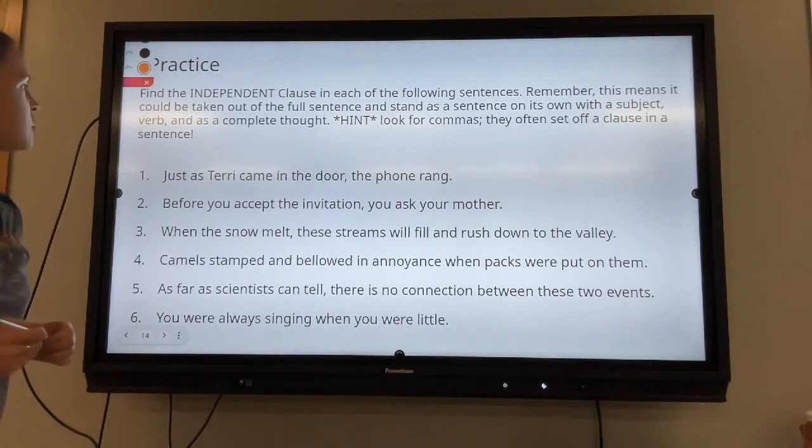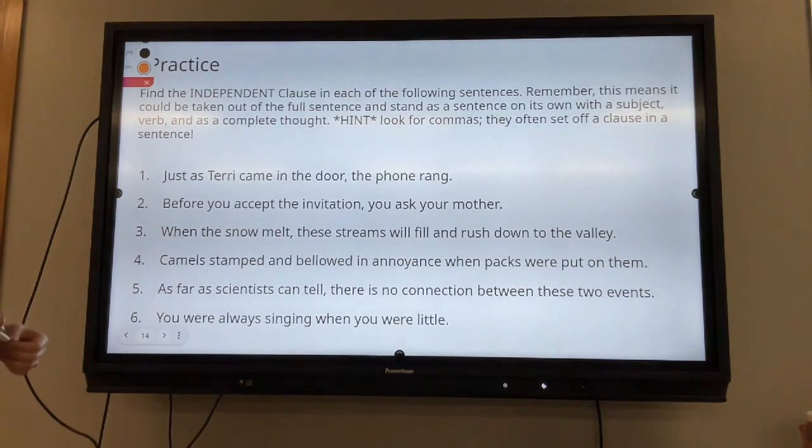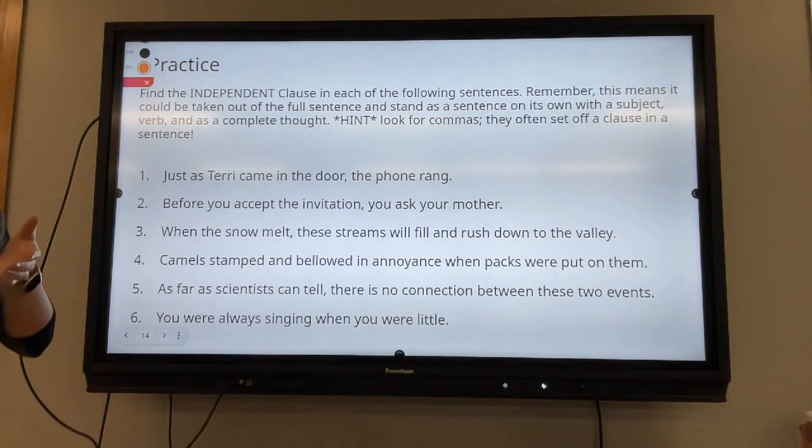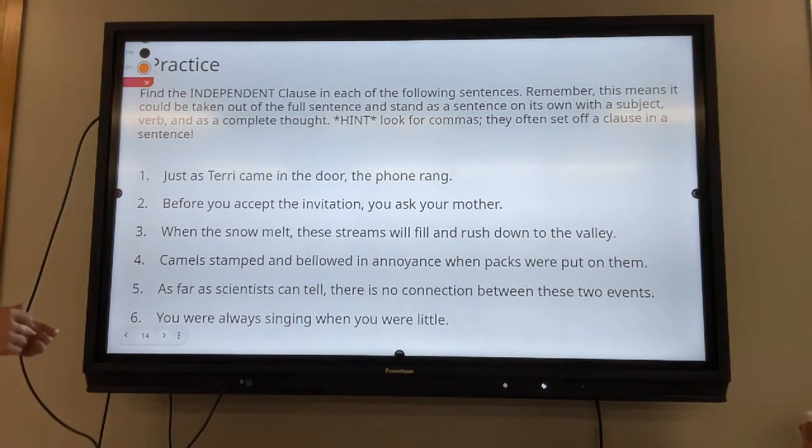Okay, let's do some practice. For numbers 1 through 6, we are going to find the independent clause within each of the following sentences. Remember, this means that it could be taken out of the full sentence and stand alone as a sentence by itself with a subject, a verb, and as a complete thought.